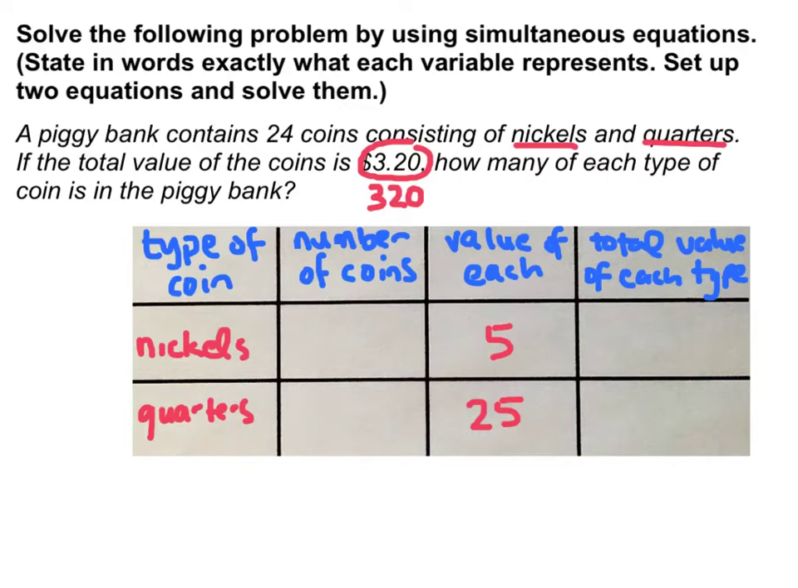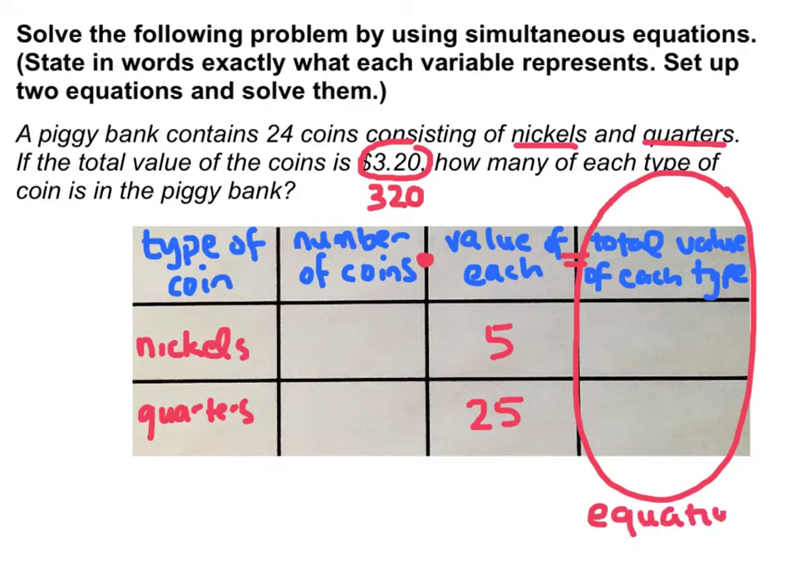Now back in the previous chapter, we had multiplied the number of coins times the value of each to equal the total value of each type. So we were told that we had to fill in the number of coins column in order for us to fill in the total value of each type. And we were also told that the equation would come from this particular column. That will still hold, but remember that we have to set up two equations and solve them. So this column will take care of one of our equations.